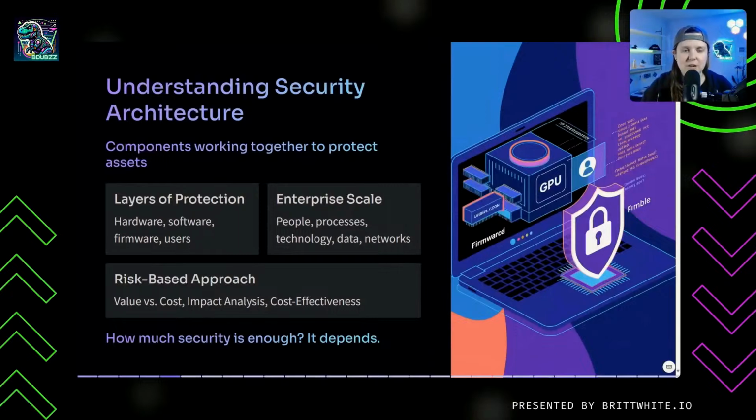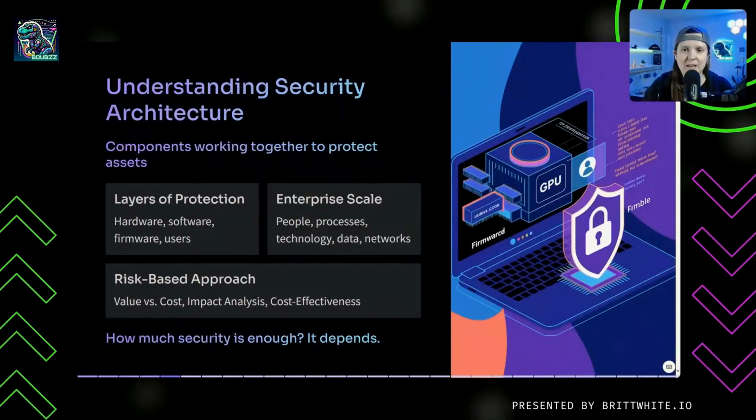Now add the word security. Security architecture means ensuring that each of those components and the entire system as a whole is protected against threats and vulnerabilities. When we scale this up to enterprise security architecture, we're looking at something much bigger. Now we're protecting an entire organization's ecosystem. The people, processes, technology, data, and the networks.